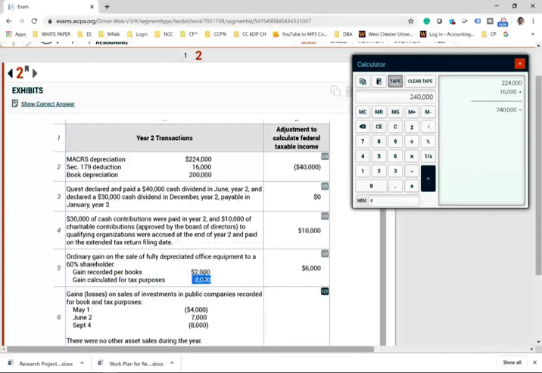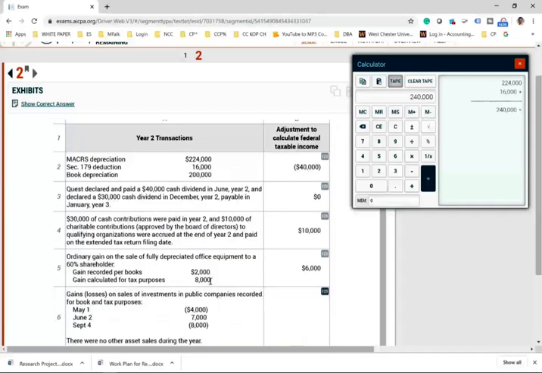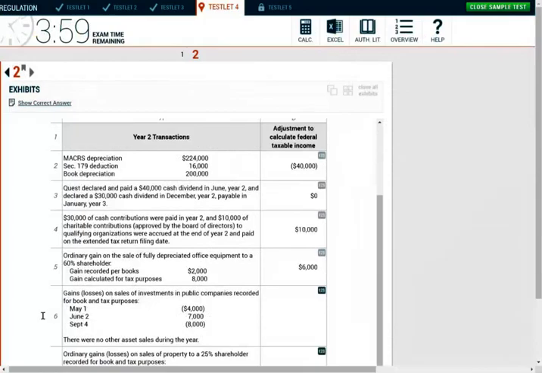We have a total of 8, with 2,000 already baked, already factored into the book income. We have to add another 6. Okay. Let's take a look at number 6.